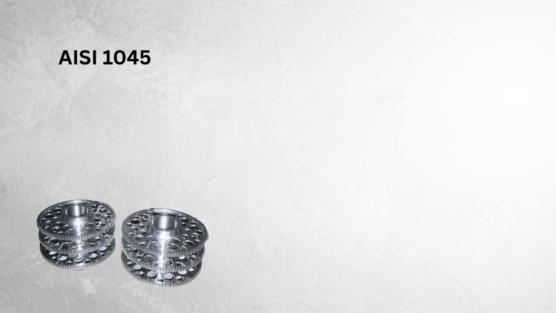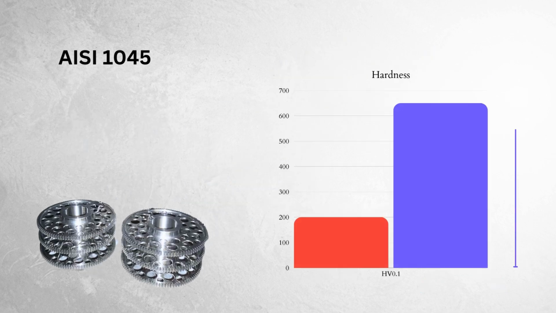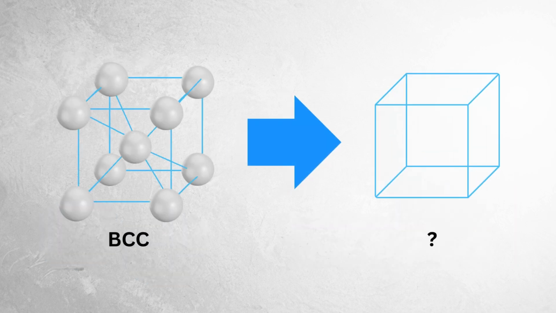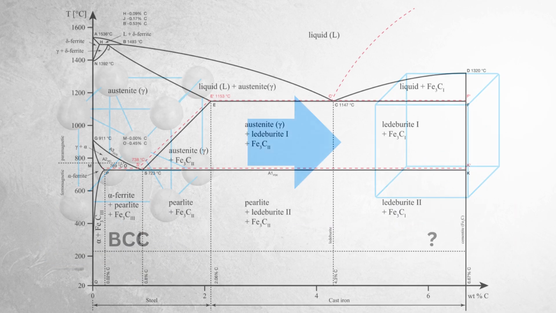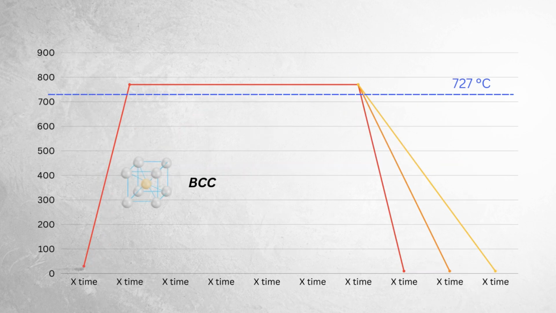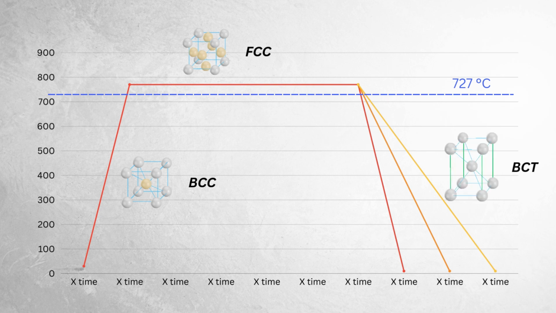Now, if we want to change those properties, for instance, to increase hardness, we need to alter the steel's structure. One way to do this is through heat treatment. If we heat the steel above the eutectoid temperature, which is around 727 degrees Celsius, it transforms from ferrite, BCC, into austenite, which has a face-centered cubic, or FCC structure. Then, by rapidly cooling, or quenching, we can form martensite, a hard and brittle phase with a body-centered tetragonal, BCT structure.